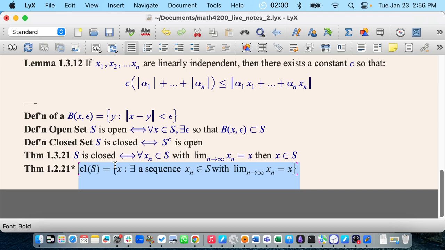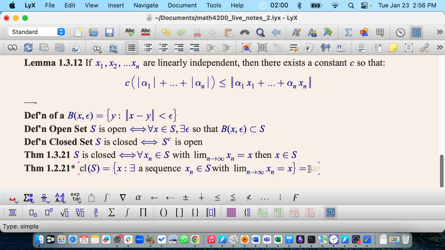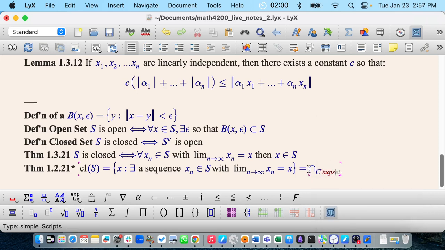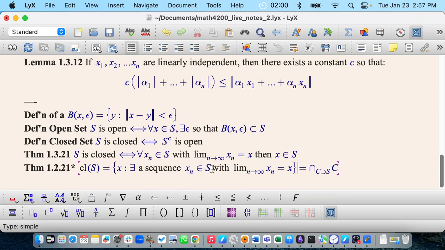But it is true. And the theorem proves that this is the same as the following. It's the intersection of all the closed sets that contain S. S is a subset of C. So if you intersect all the closed sets that contain S, you get this thing called the closure. That's the definition the textbook uses of the closure. And then they prove that it's equal to this thing of tossing in all the limit points as a theorem. In any case, that's the closure.